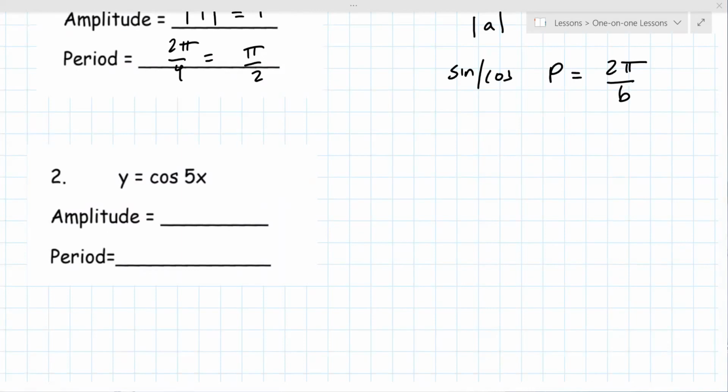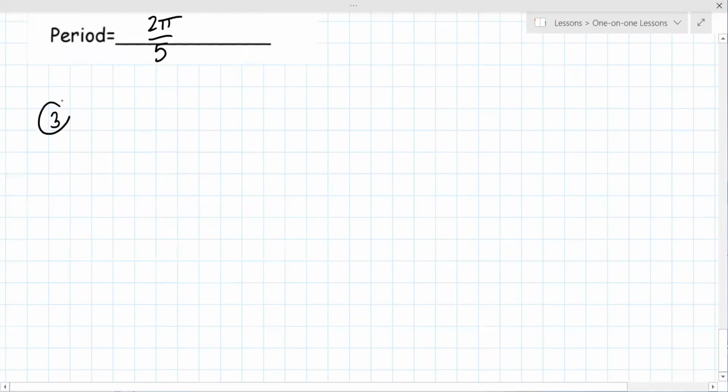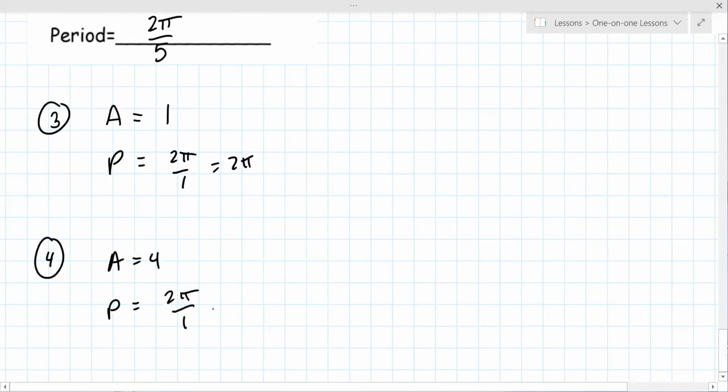On the next one, the amplitude is going to be the absolute value of the number in front, which is 1. The period is 2 pi over the number in front of x, which is 5, and it doesn't have to reduce to anything on the unit circle. I'll just start writing the answers so you can see. The amplitude for number 3 is 1, and the period is 2 pi over 1, which is 2 pi. For number 4, the amplitude is 4, and the period is 2 pi over 1, which is 2 pi.